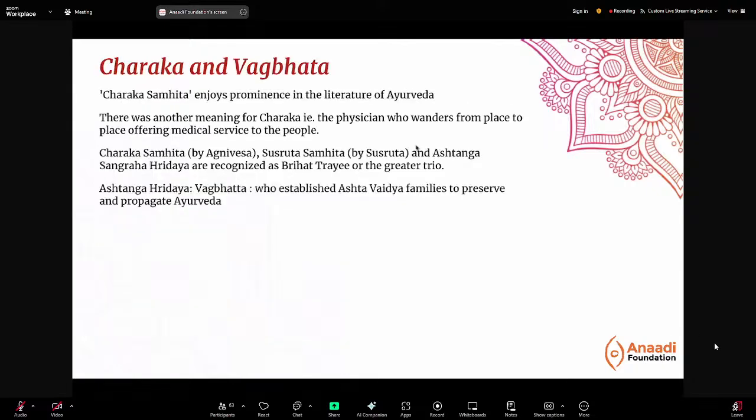So Charaka Samhita enjoys a lot of prominence in Ayurvedic literature. There is a website dedicated to it where the full Charaka Samhita verses with the meanings are available. Charaka also means somebody who moves from place to place offering medical service. Charaka Samhita and Sushruta Samhita and Ashtanga Hridayam are recognized as Brihatrayi or the big trio books. And Ashtanga Hridayam is by Vagbhata, who established the Ashtavaidya families to preserve and propagate Ayurveda. So this is a brief history of Ayurveda.